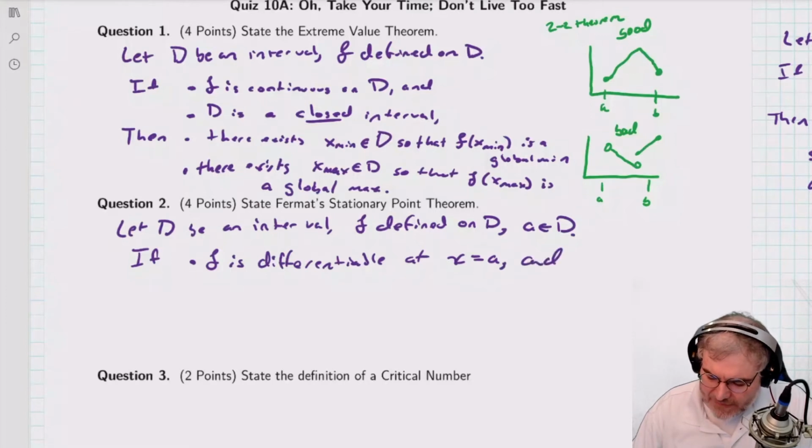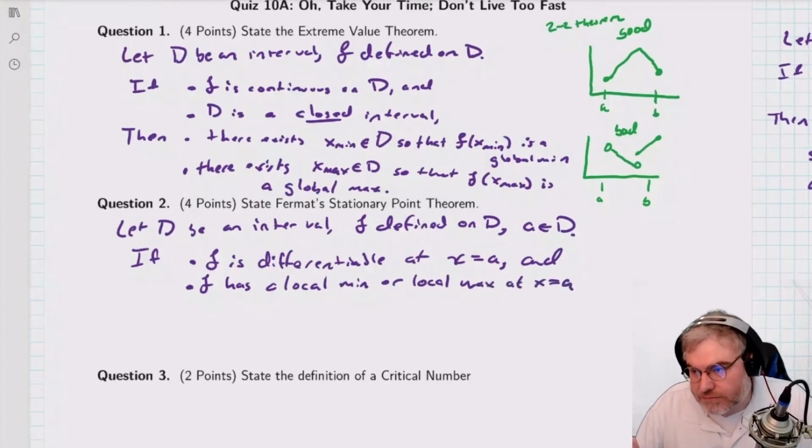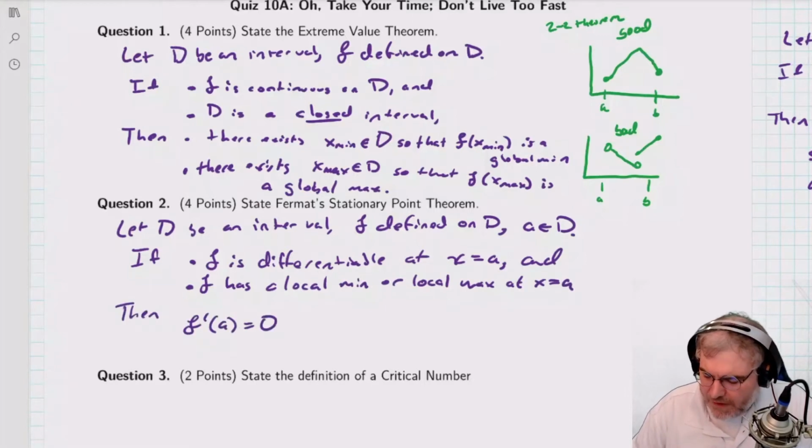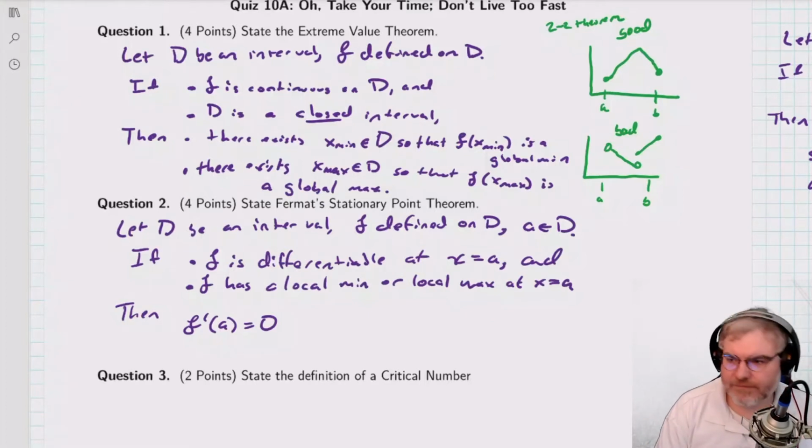And if F has a local min or local max at X equals A, then F prime of A equals 0. One to five, how do we feel about that little definition? So this is Fermat's statement.